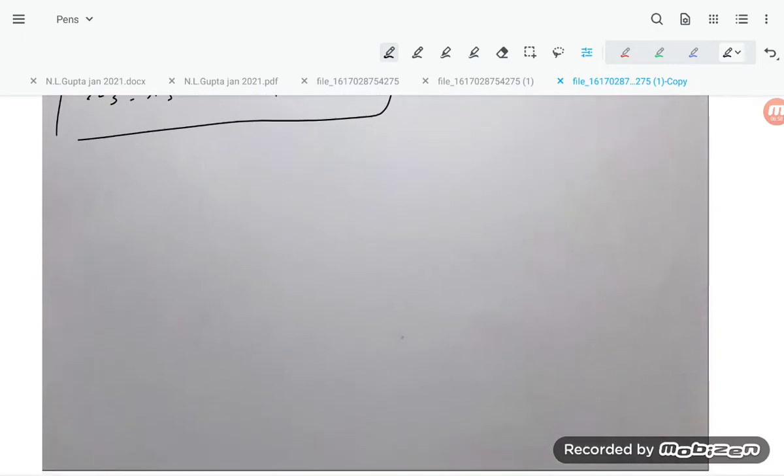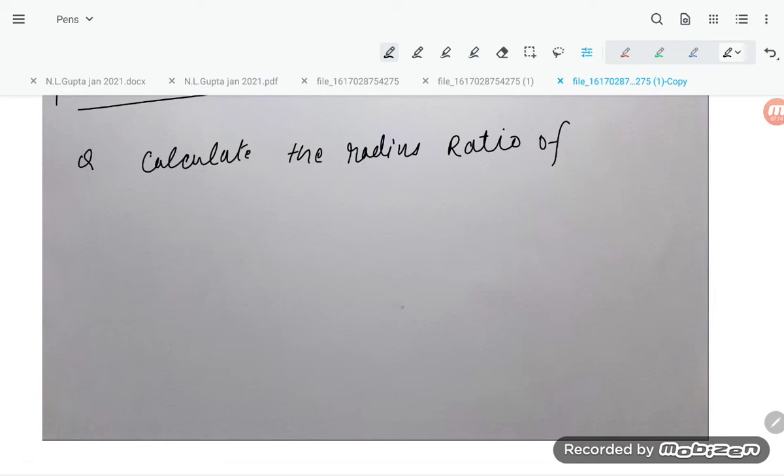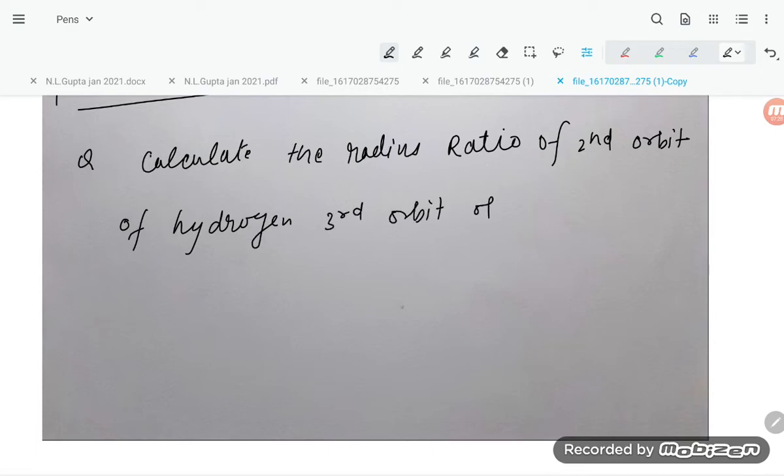Let us have a look at one more problem. Calculate the radius ratio of the second orbit of hydrogen and the third orbit of Li2 plus. This is our required. Let us do the solution.